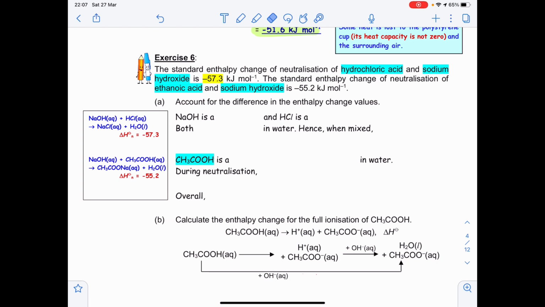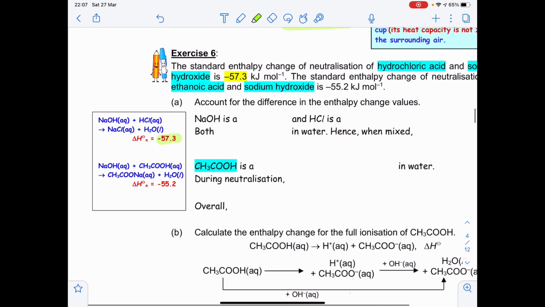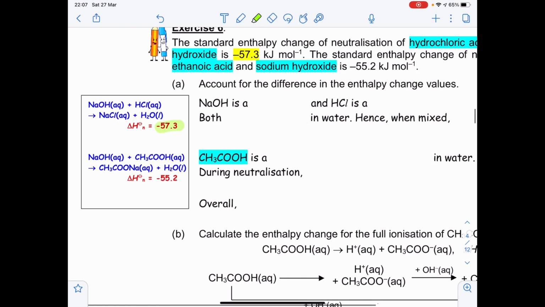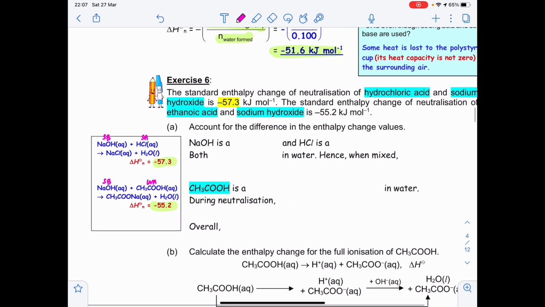In exercise 6, you are given the standard enthalpy change of neutralizations of hydrochloric acid and sodium hydroxide to be minus 57.3 and that of sodium hydroxide and ethanoic acid to be minus 55.2. Do note that sodium hydroxide is a strong base. Hydrochloric acid is a strong acid, but ethanoic acid is a weak acid. You are to account for the difference in the enthalpy change value.